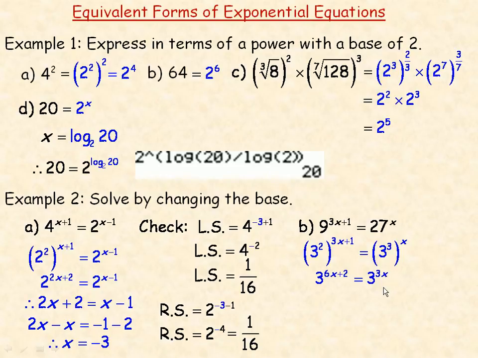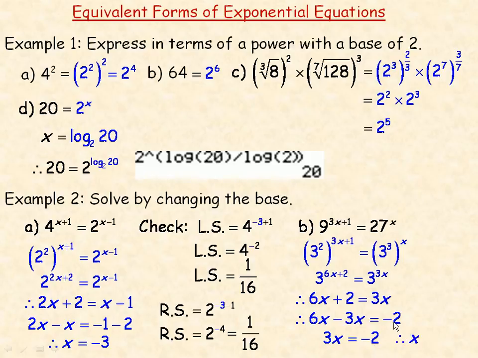Now again, I have powers of the same base, so in order for these to be equal, this exponent 6x plus 2 must equal this exponent 3x. And so I drop the bases and say this exponent must equal this exponent, and I solve for x. So I would rearrange 6x minus 3x, and of course subtracting 2 from both sides, I'd be left with negative 2 on the right. So we get 3x equals negative 2, and then we divide out the 3 to solve for x. So x would be negative 2/3. And that's the end of the lesson.